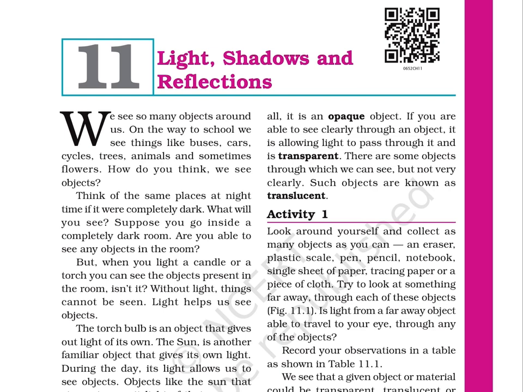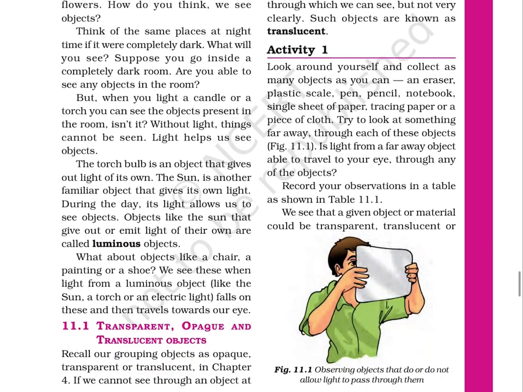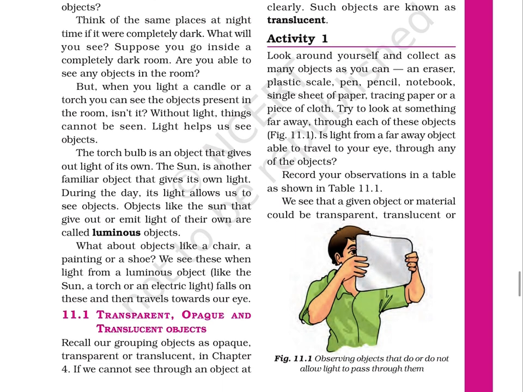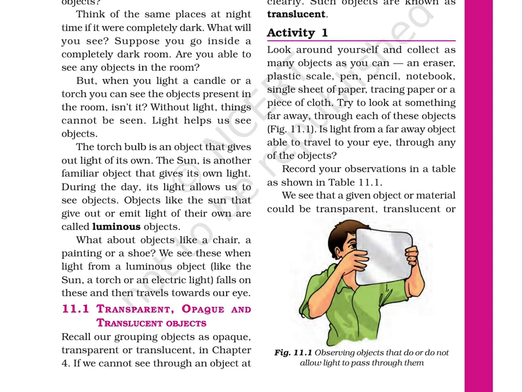Activity 1. Look around yourself and collect as many objects as you can. An eraser, plastic scale, pen, pencil, notebook, single sheet of paper, tracing paper, or a piece of cloth. Try to look at something far away through each of these objects. Figure 11.1. Is light from a faraway object able to travel to your eye through any of the objects? Record your observations in a table as shown in Table 11.1.